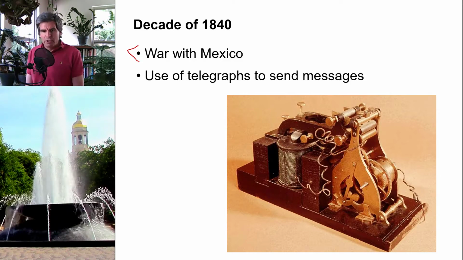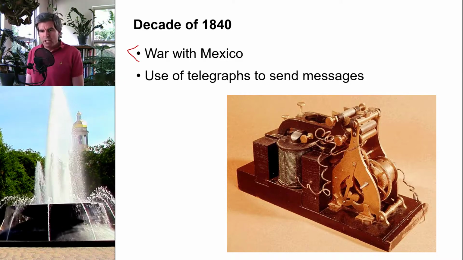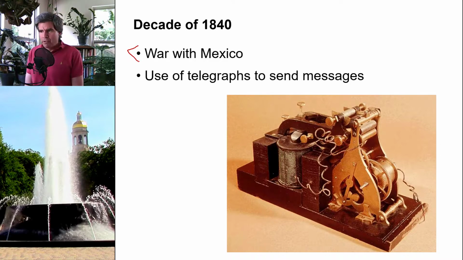We had a war with Mexico. The United States won that war. And as a result, we got the land that Polk wanted from Mexico. Mexico gave the United States all the land all the way to the Pacific Ocean, present-day California, Arizona, New Mexico. All that area became part of the United States.